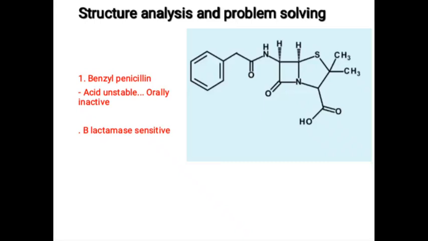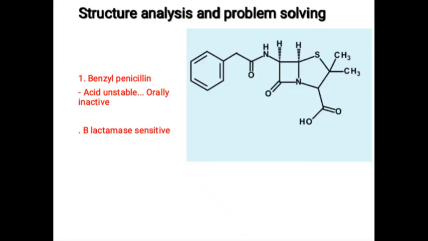Now, let us proceed to looking at structure, analysis, and problem solving. So this is a benzylpenicillin. So the benzylpenicillin, number one, it is acid unstable, orally inactive. Why? It has no electron withdrawing group in it. And it is beta-lactamase sensitive. Why are we saying so? Because it has no bulk group. Nothing is shielding it. So if we have a beta-lactamase enzyme, it is able to inactivate the system so easily.